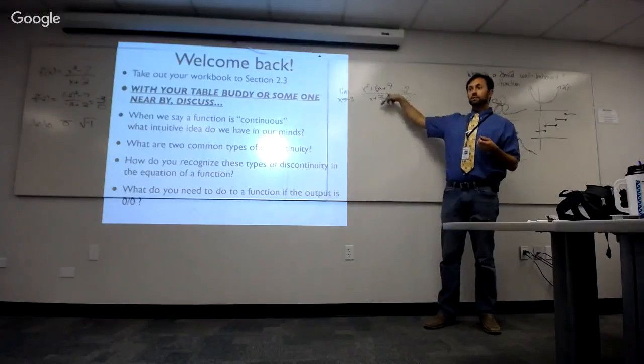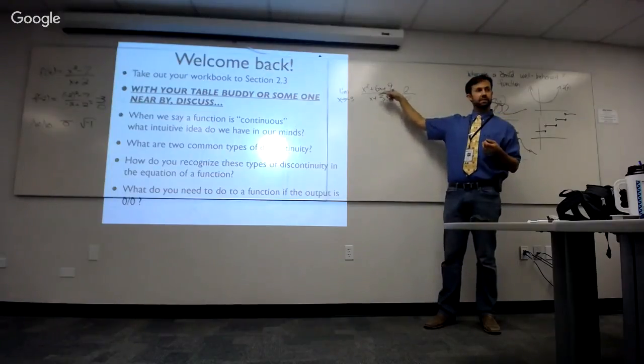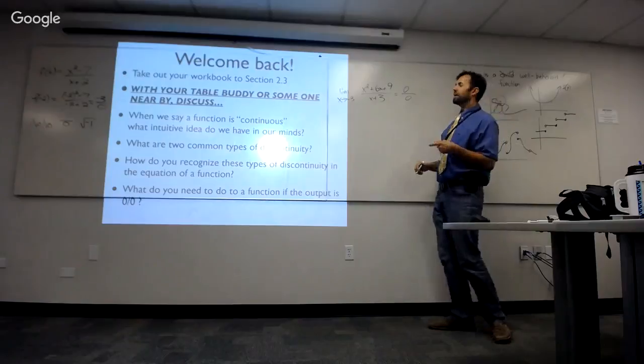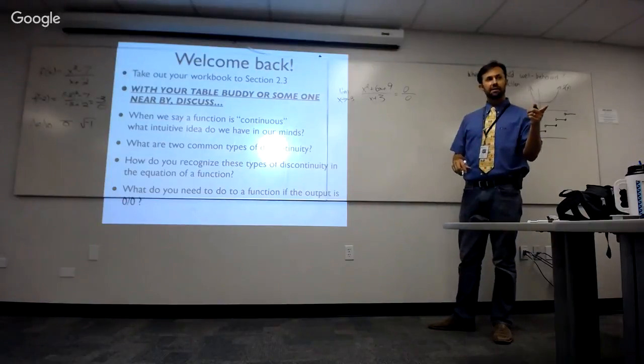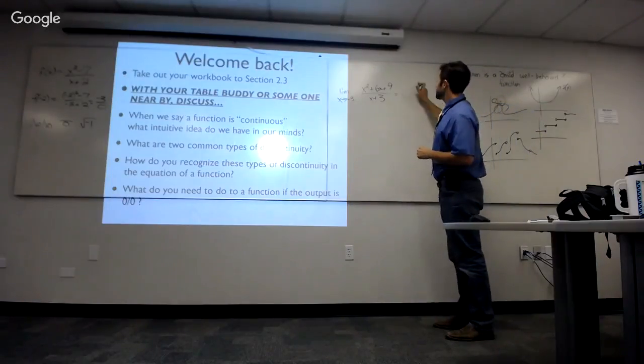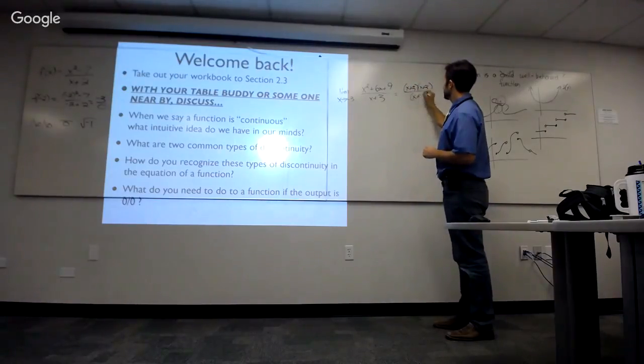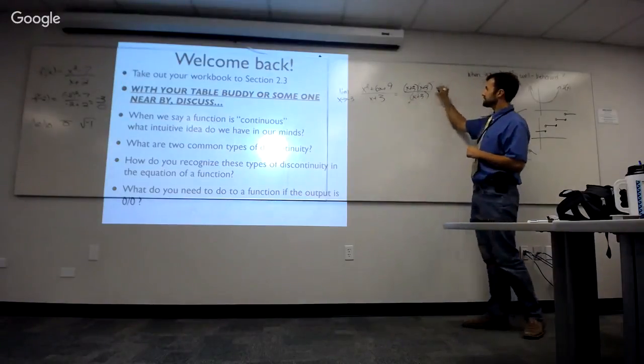So what do I have to do to this whole thing? Factor the top. And once I factor the top, then I would see x plus 3 times x plus 3. And after factoring the top, then what can I do? Cancel. Yeah, you can cancel, you can simplify.